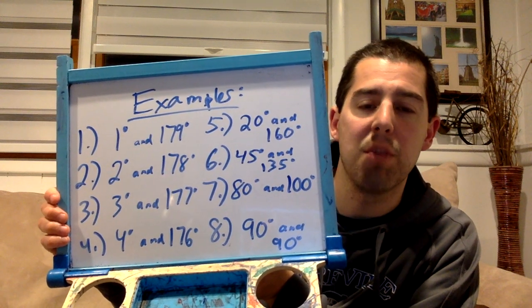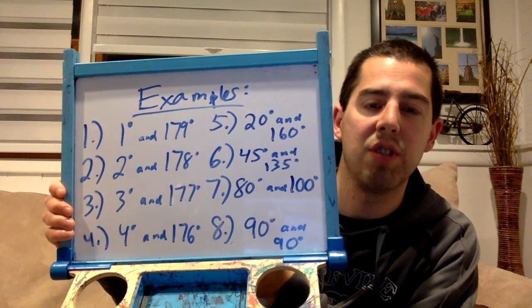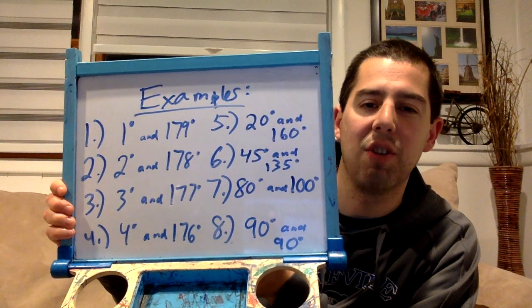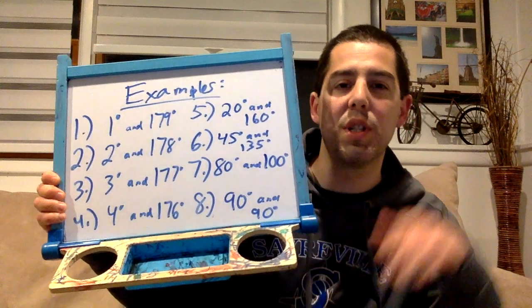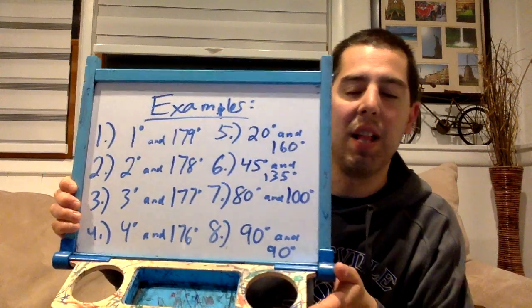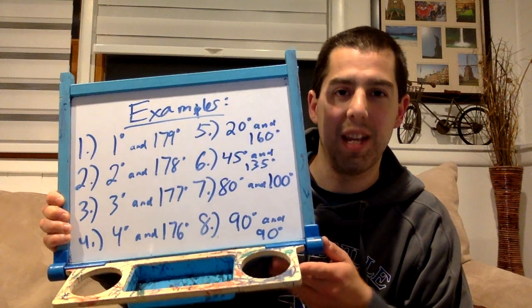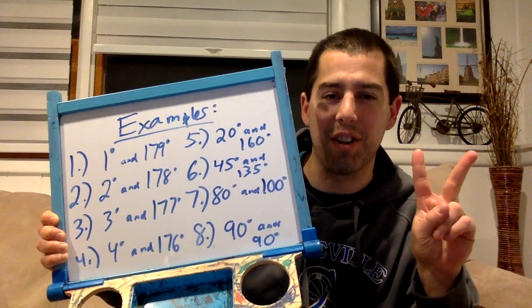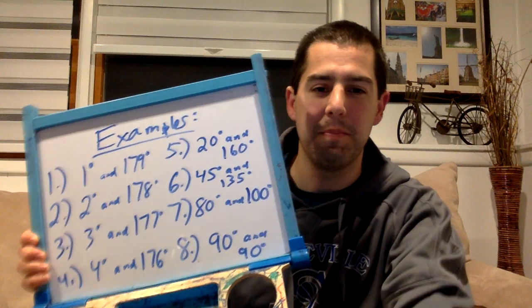Other examples that you might find are a 20-degree angle, an acute angle, with an obtuse angle, 160 degrees, 45 degrees and 135, 80 degrees and 100 degrees. And if you took a straight angle and split it right in half down the middle, you would have made two 90-degree angles, two right angles. And those two right angles together are supplementary angles that make a straight angle. Let's see what that looks like.